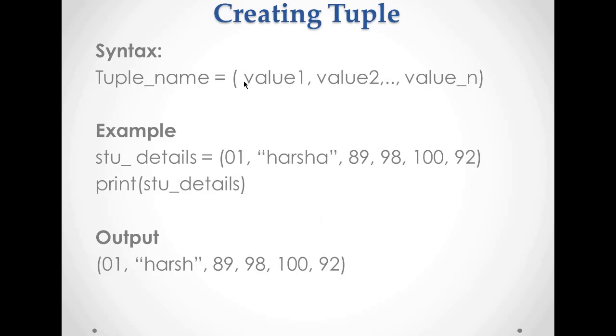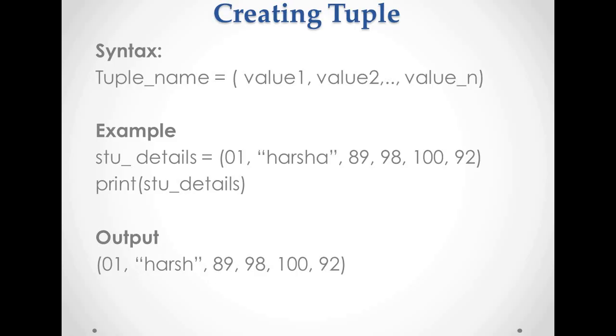Next, let us see the syntax for creating the tuple. First, we have to mention the tuple name. Then, we need to use the round bracket, give the values, and close the bracket. Using this line, we can create the tuple. Example for creation: we are giving the tuple name as student details and we are storing 6 values in the tuple. When we print the tuple, we get the output, all the values which are stored in the tuple.